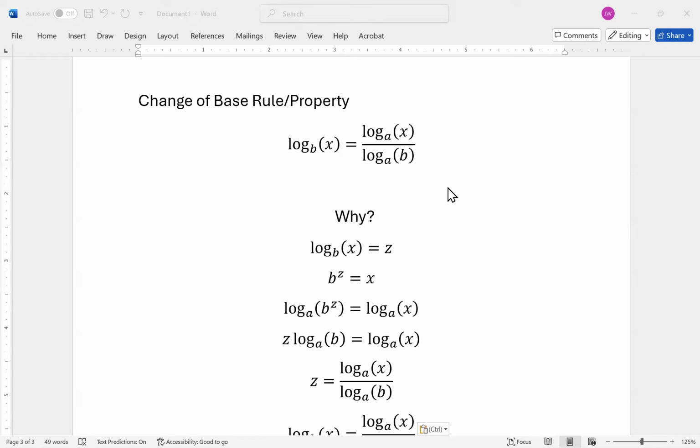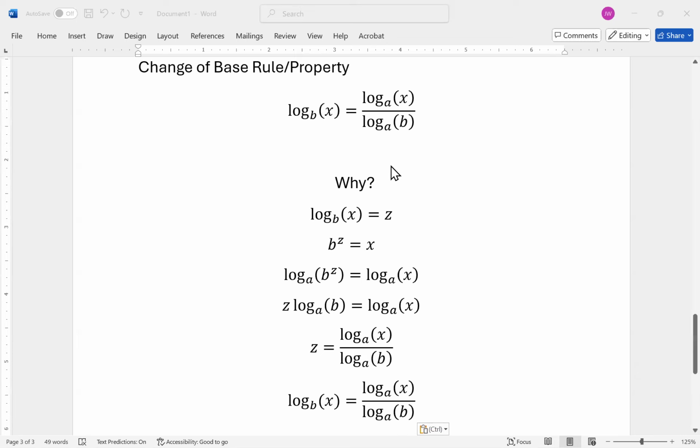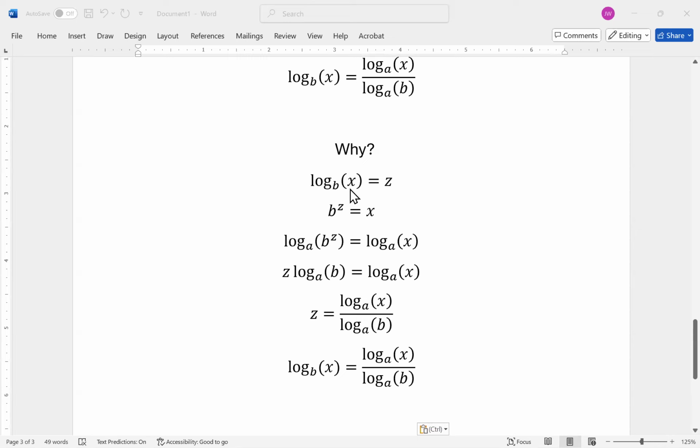Now, before we actually use this, I want to show you why the change of base rule works. By the way, this is also called the change of base property in other books. So you can use change of base rule, change of base property for logarithms. So this is what it says, but why is that? Well, think about log base b of x. Let's call that some new letter. We'll call it z. So log base b of x is equal to z. That means b raised to the z power would have to be equal to x.